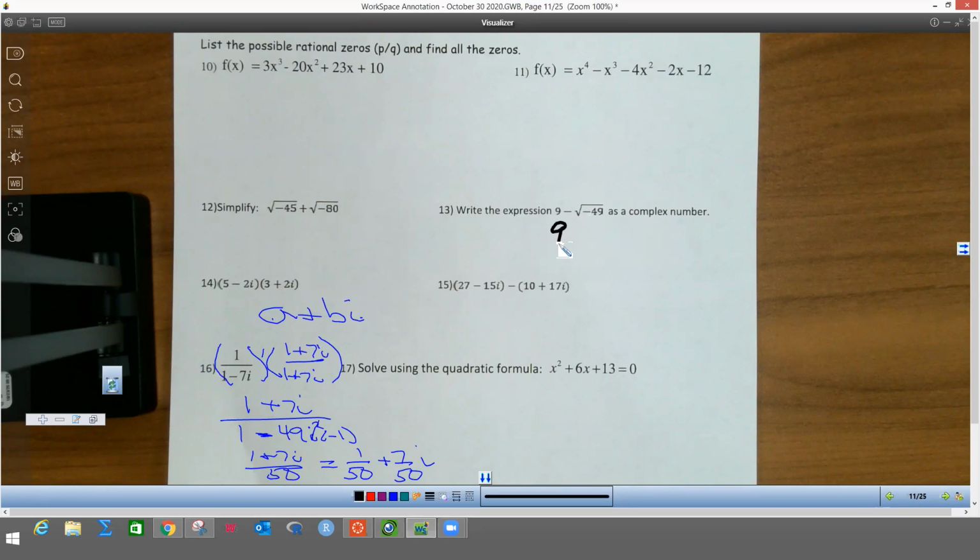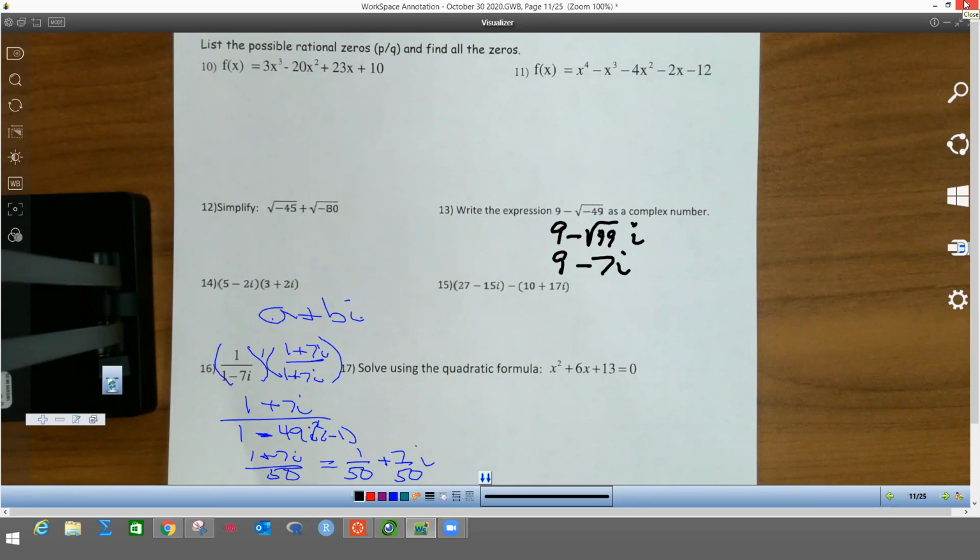So whenever you have a negative in the radical, you get rid of that negative in the radical by putting an i outside. So that's the first step. Bring the i out to get rid of the negative inside. The square root of 49 is 7, and I am now done. Are there any other problems anybody wants to see?